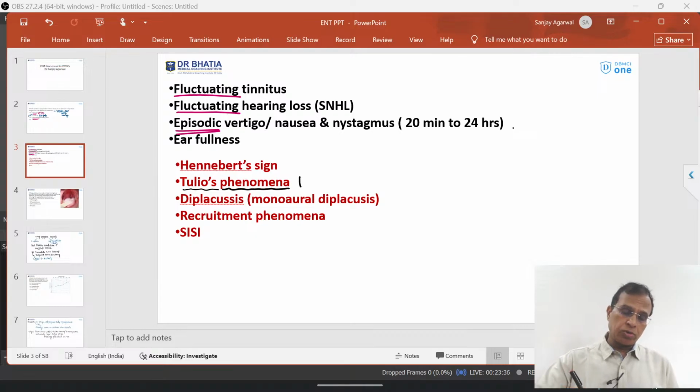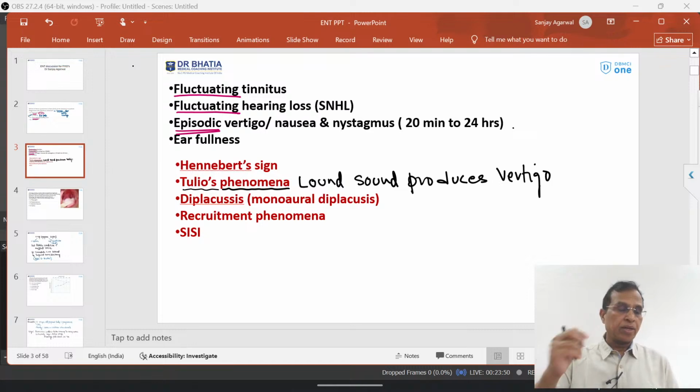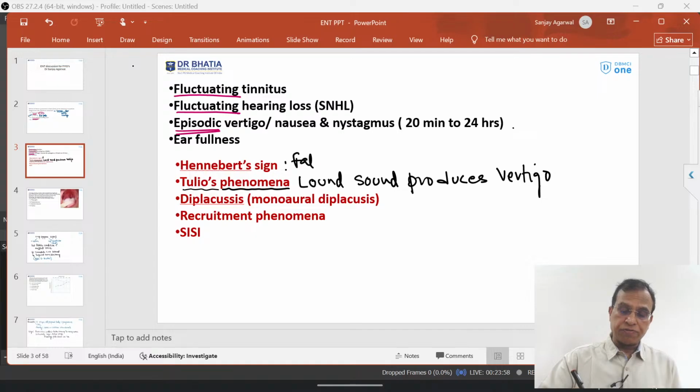When loud sound, loud noise, loud sound produces vertigo. So the patient tells you that every time there is a loud sound, my head starts spinning, I get imbalance, I feel I will fall down. That's called Tullio's phenomenon. Hennebert sign is the other name for false positive fistula sign. False positive fistula sign is Hennebert sign.